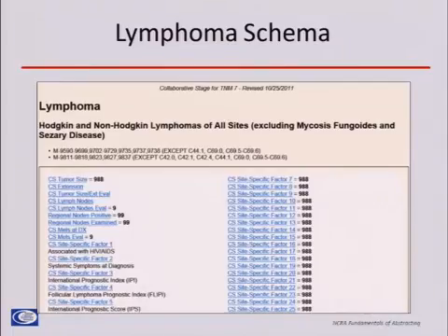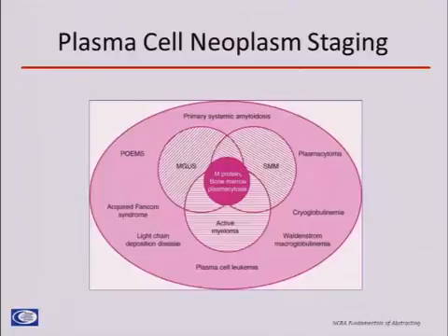The lymphoma schema involves those codes, and it's basic staging, but there are a lot of 9s. And your software should default to that. There's a site-specific factor for HIV/AIDS positivity, for A or B symptoms. For the IPI and FLIPI, these are prognostic indices that you may or may not see in your chart. I see them rarely, but some people will see them frequently. And then nothing else. Plasma cell neoplasm staging is evolving.